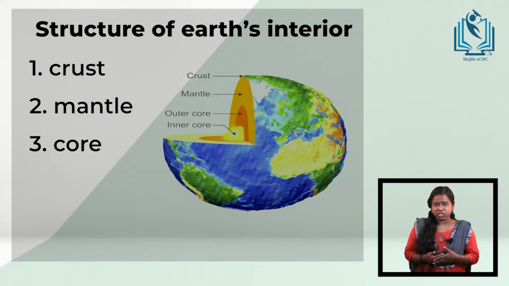Second one is mantle. It is the second concentric shell of Earth that lies below the crust. The upper rigid part of the mantle extends up to 100 km below the separating crust and contains mainly iron and magnesium. The crust and upper mantle form the lithosphere.